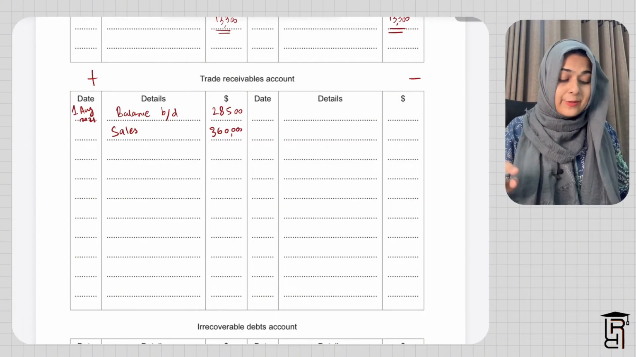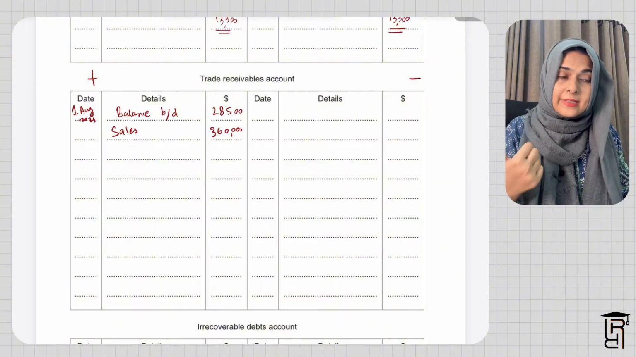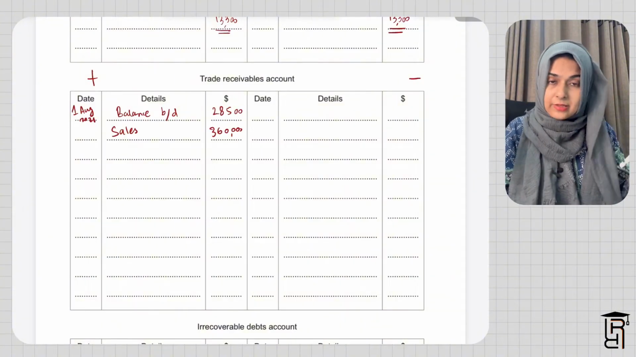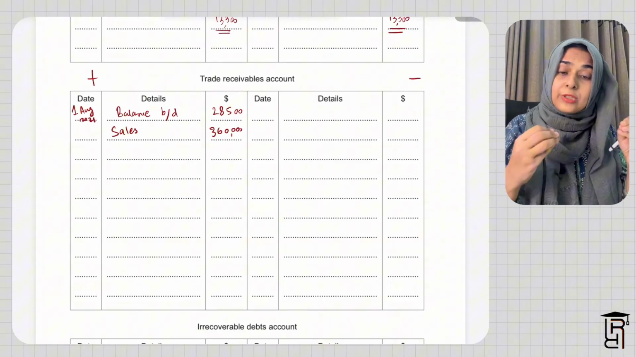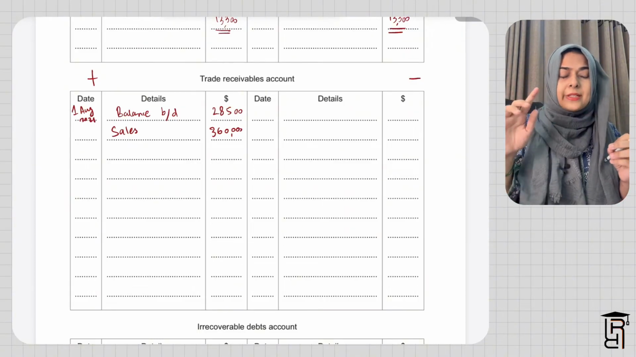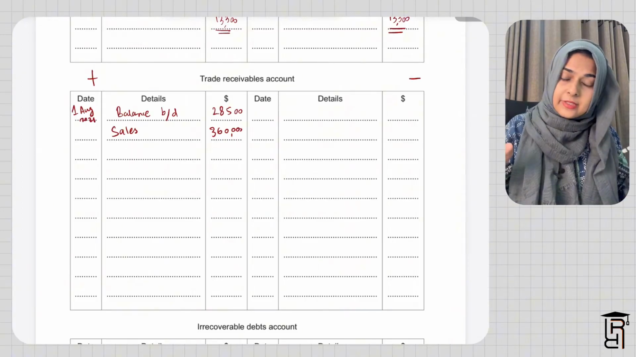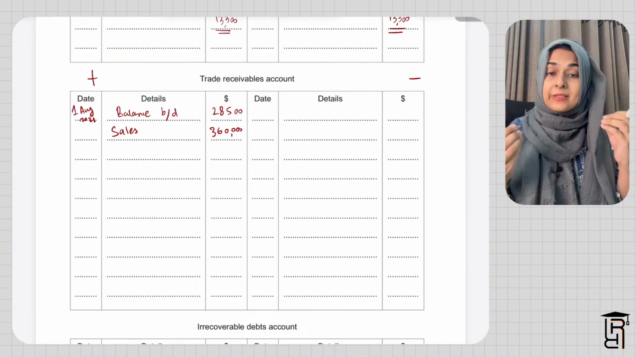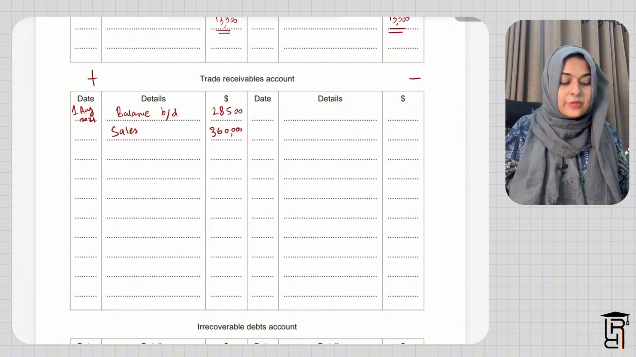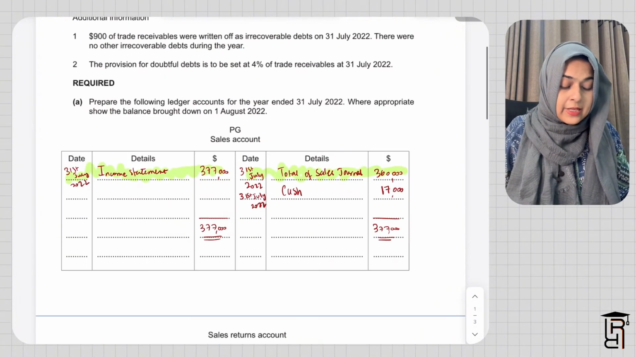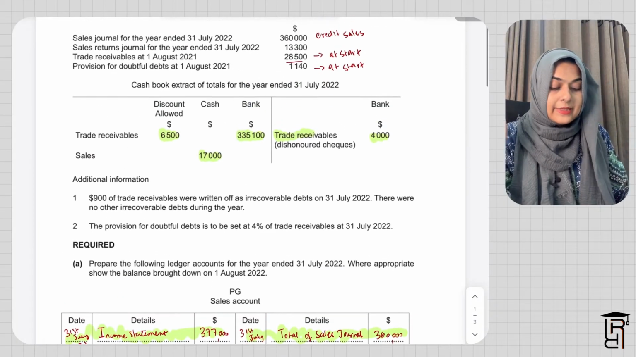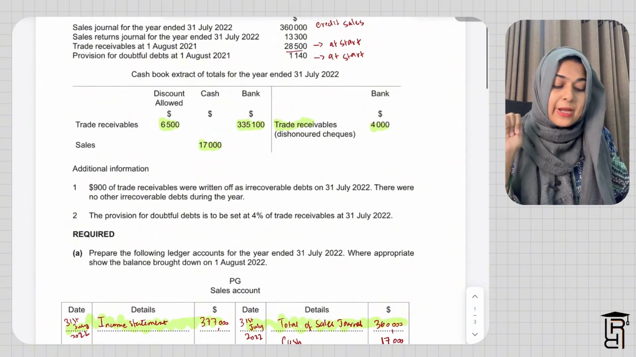Whenever I'm selling goods on credit, that will increase my trade receivables, because the double entry for credit sales is trade receivables debit, sales credit. If it's a specific trade receivable and we know the name of that customer, we debit the customer's account and we credit the sales account. But here we don't know the specific customer, so we are debiting the trade receivables account and crediting the sales account for credit sales. Then sales returns will always reduce my trade receivables.